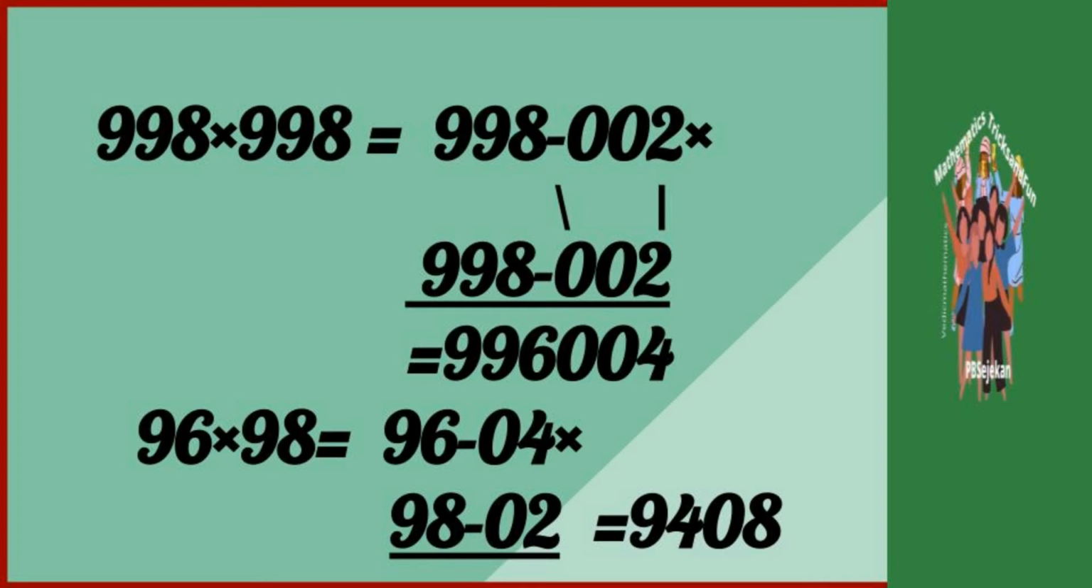In the second example, the base is 100. Here, 96 minus sign 04 is written at the top and 98 minus sign 02 is written below it. Using nikhilam-sutra, the answer is 9408.